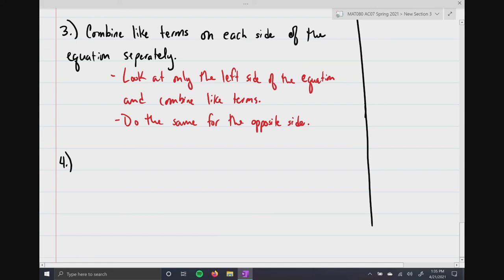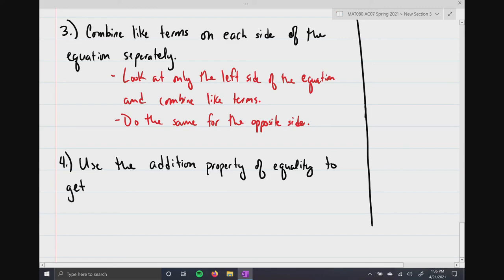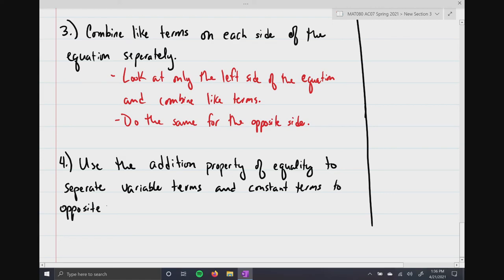All right, so step four. You're going to use the addition property of equality, and I will define what that is. So you're going to use the addition property of equality to separate variable terms and constant terms to opposite sides of the equation.